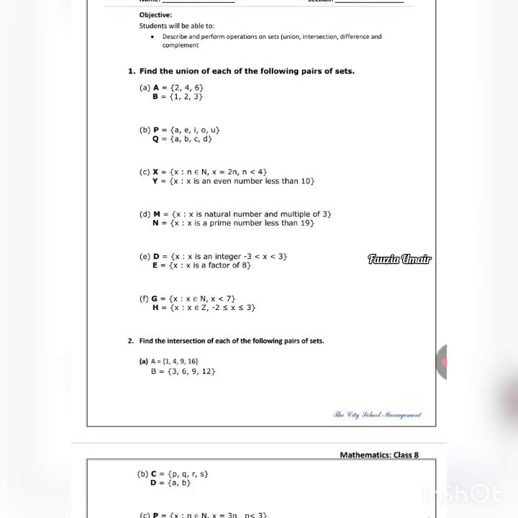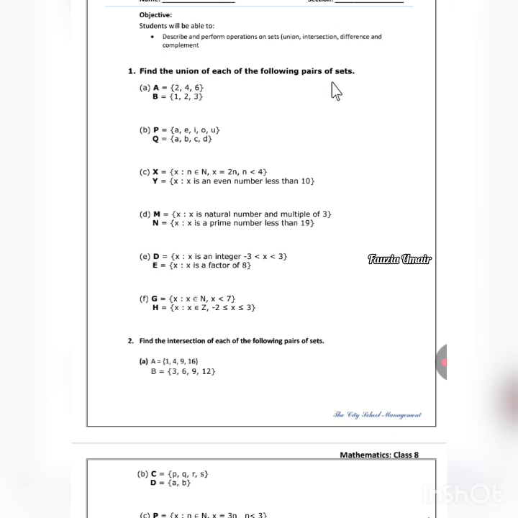Alright, let's start solving this second worksheet for the same topic. This is describe and perform operations on set. So there are 4 basic operations we are going to do: union, intersection, difference, and complement. So in the first question, we need to find union of the two sets.